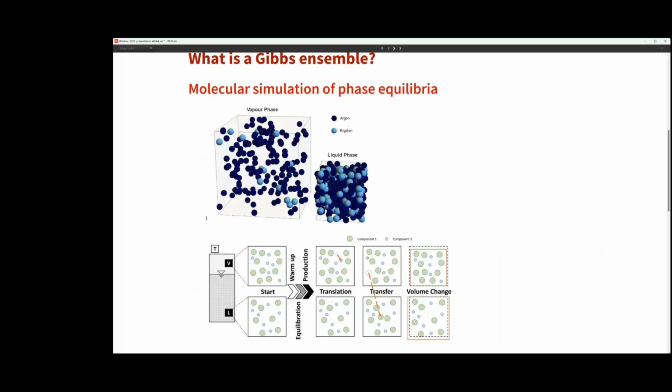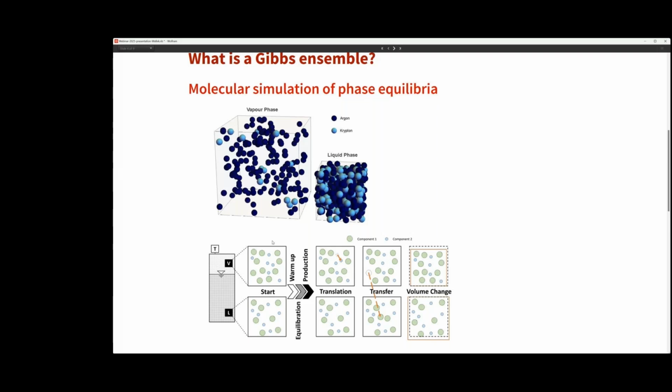Now, in our case, we apply Monte Carlo to a so-called Gibbs ensemble to conduct molecular simulations of phase equilibria, which means we set up two boxes, one for the vapor phase, one for the liquid phase, to simulate the boiling of a liquid in coexistence with the vapor. And for that purpose, the boxes, as you see, are initially filled with molecules and then undergo so-called Monte Carlo moves, which are illustrated in the figure below.